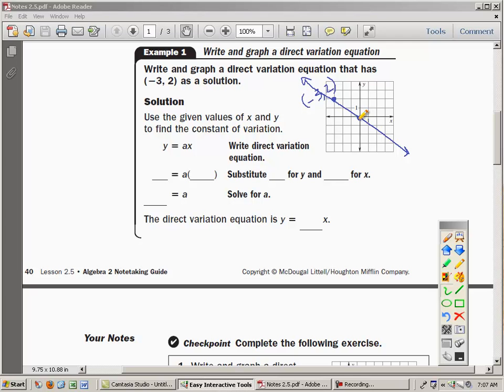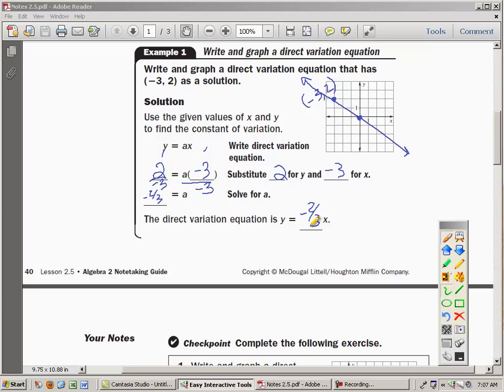Now, the text is going to tell you to do it this way. They're going to say, go ahead and plug in the values of x and y. So we're going to substitute 2 for y and -3 for x. We're going to put that stuff in, and again, x is -3. Divide both sides by -3, because -3 and 2 are the given values of x and y. And so a is equal to -2/3. So my direct variation equation is y equals -2/3 x.